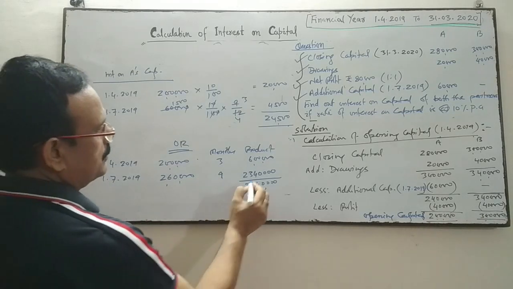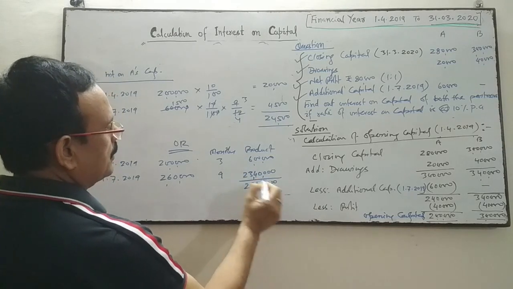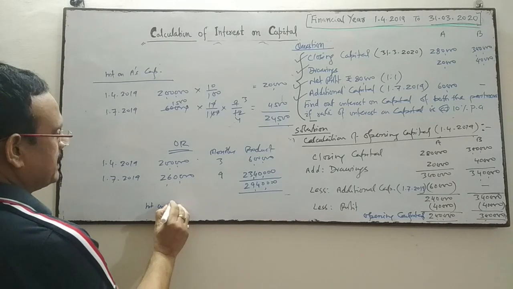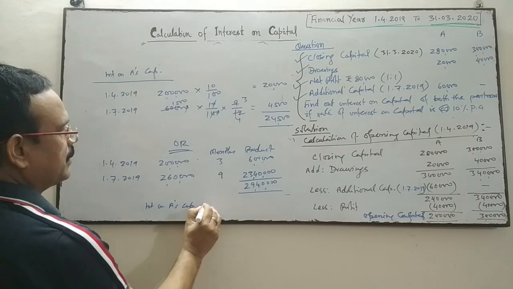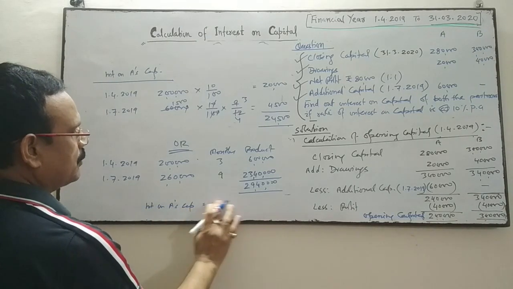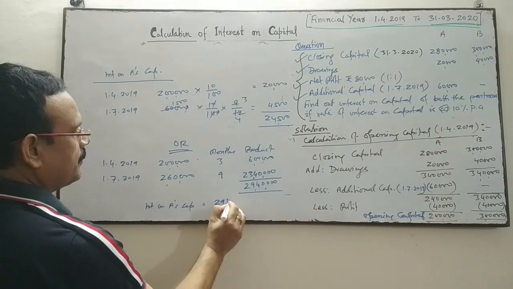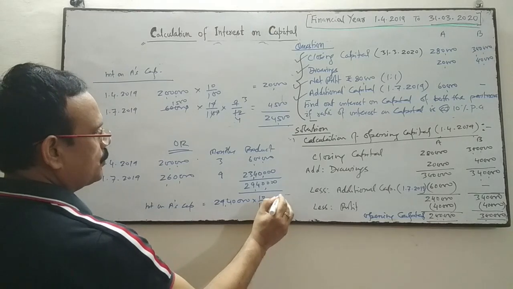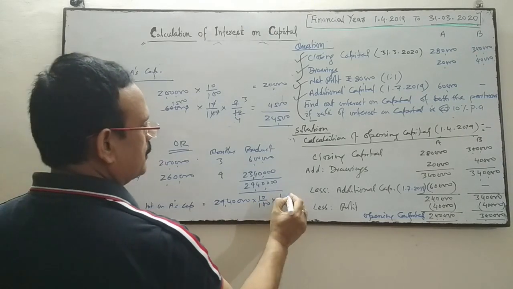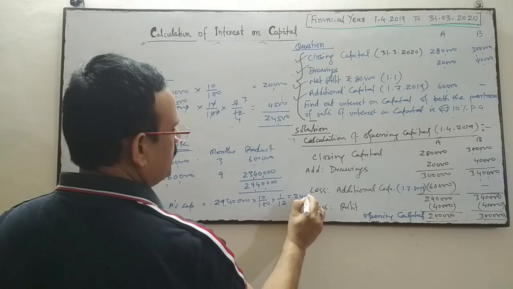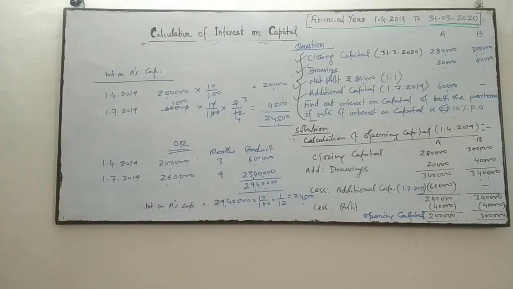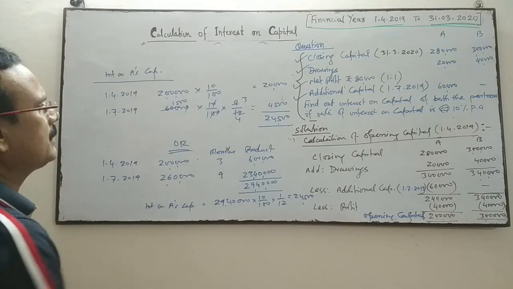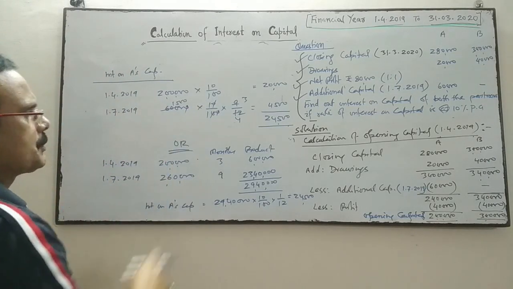So the interest on A's capital will be 29,40,000 into 10 upon 100 into 1 by 12. This will also come 24,500. So many methods we can apply. You apply this one, this is the easy one. You apply this one or this or the previous one.